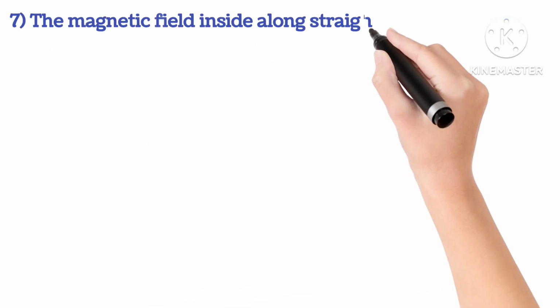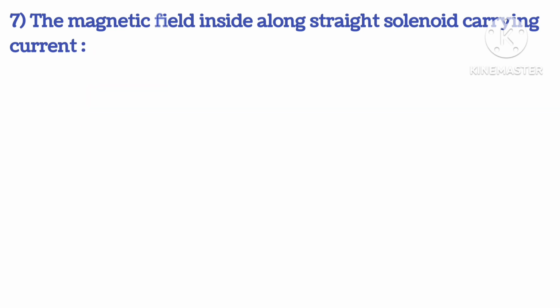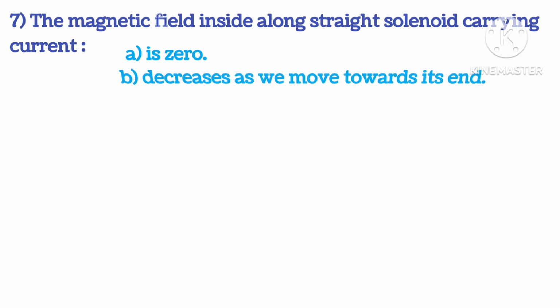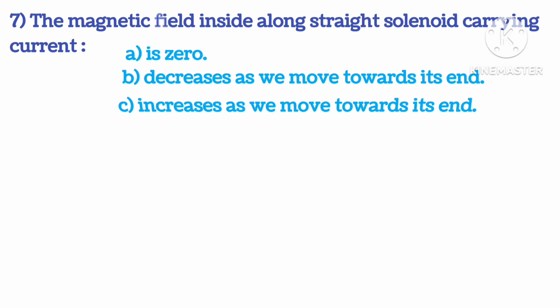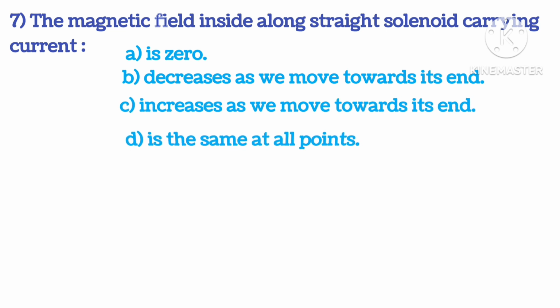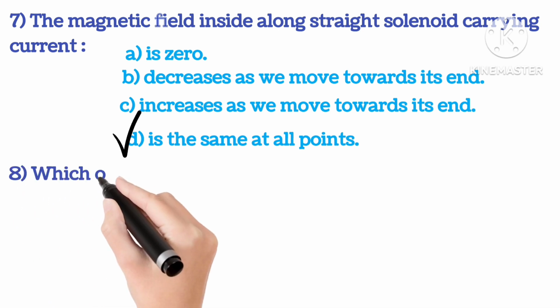The magnetic field inside a straight solenoid carrying current is: A, zero. B, decreases as we move towards its end. C, increases as we move towards its end. D, the same at all points. The correct answer is D, the same at all points.